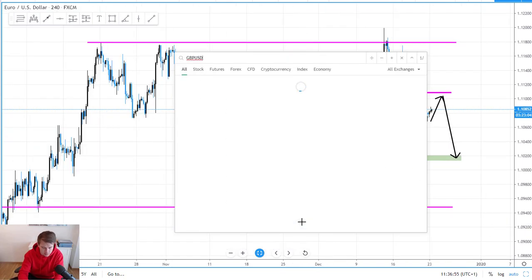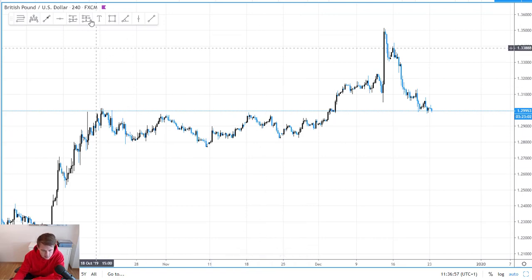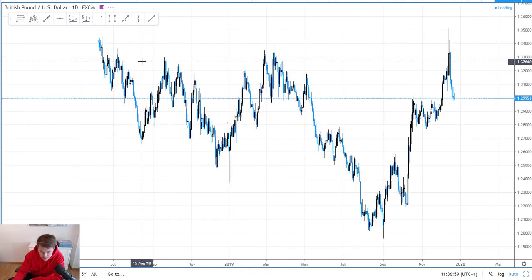Let's take a look at the British pound US dollar as the current example, and maybe let's do a top-down analysis.